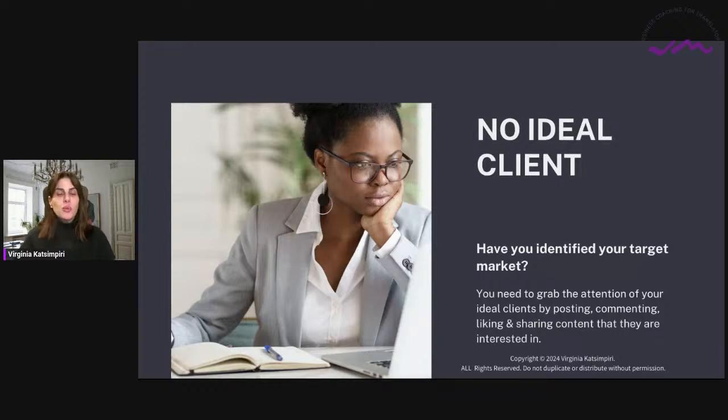So you need to know whom you're addressing through your content in order to grab their attention in a positive way, either by posting content, commenting, liking, or sharing content that they are interested in.